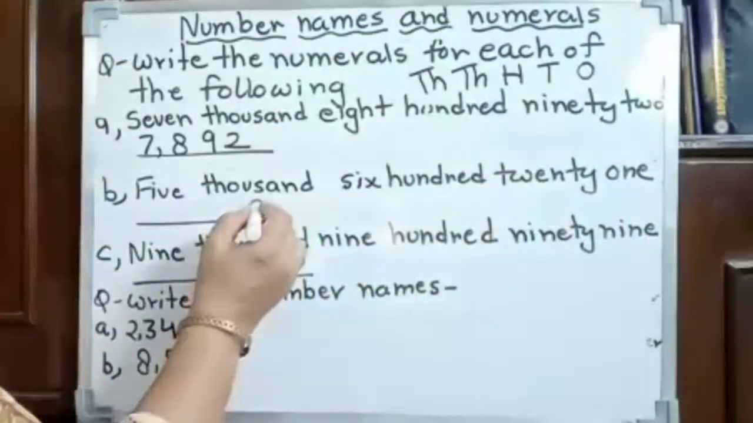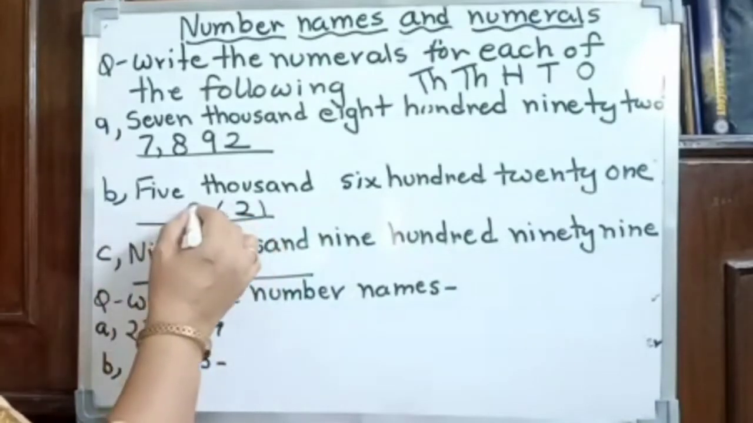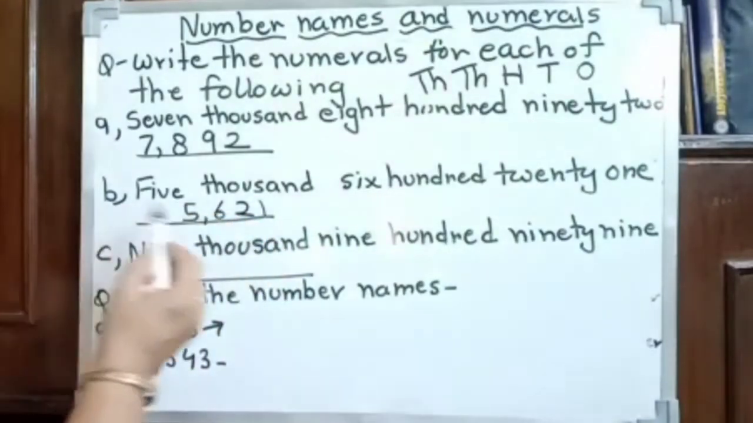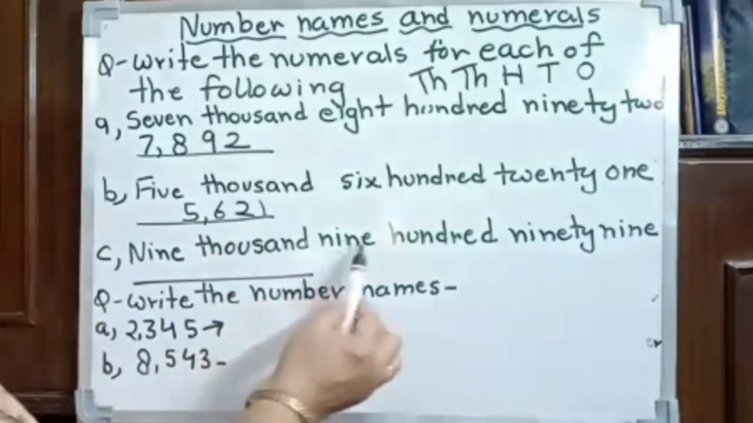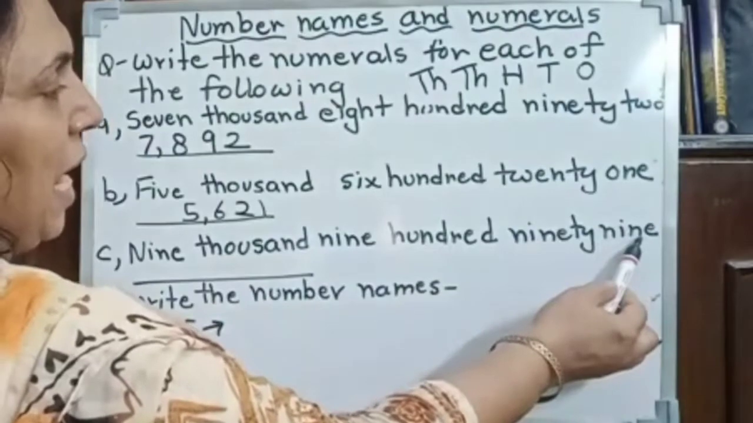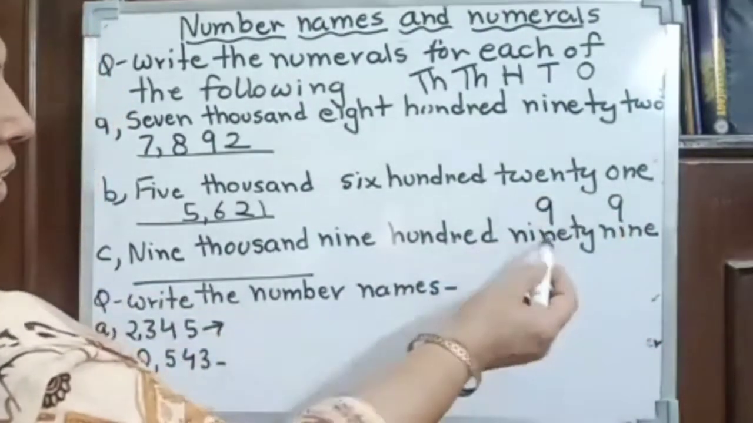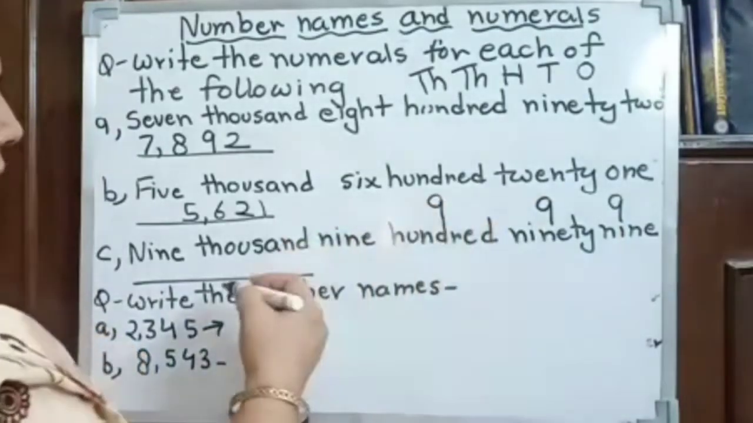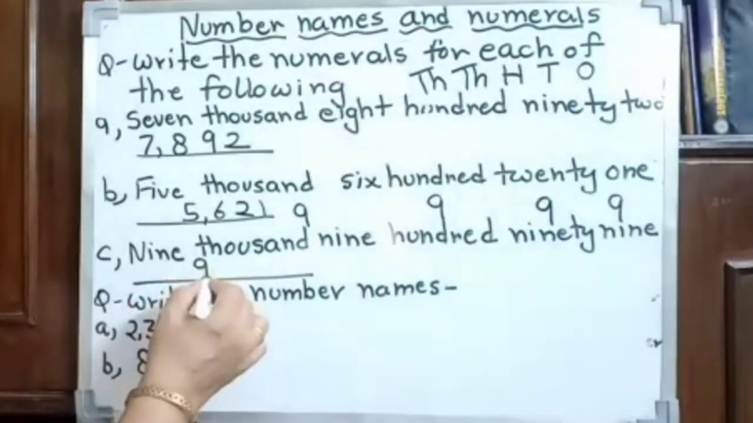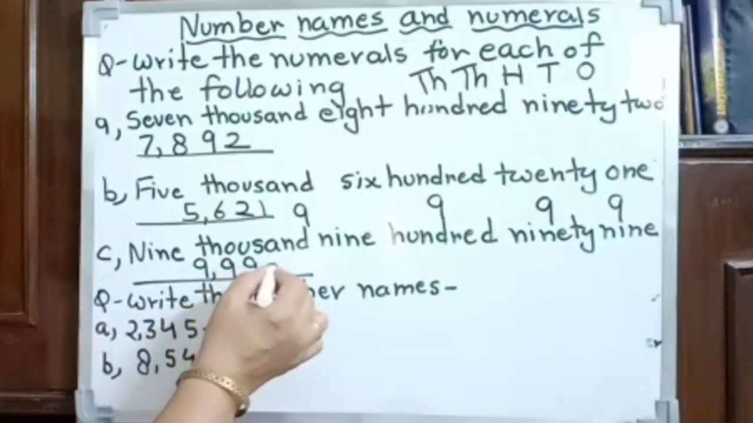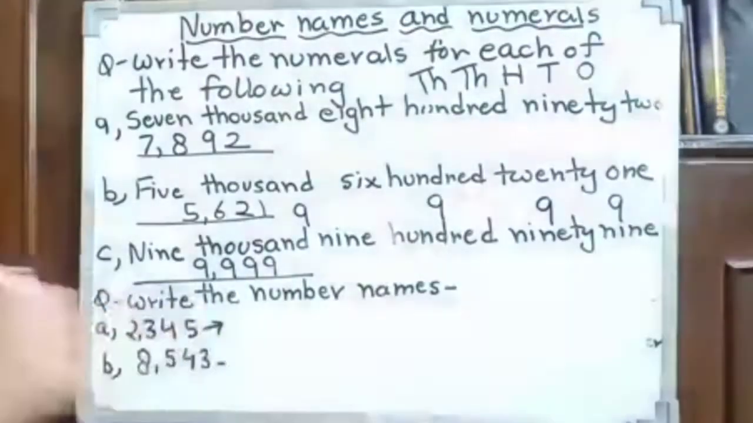5621. 1 in ones place, 2 in tens place, 600 place, 5. So comma, 5621. Now 9999. 9 in ones place, 9 in tens place, 9 in hundreds place and 1000 place again we have 9, means 9999. So again write the number name.